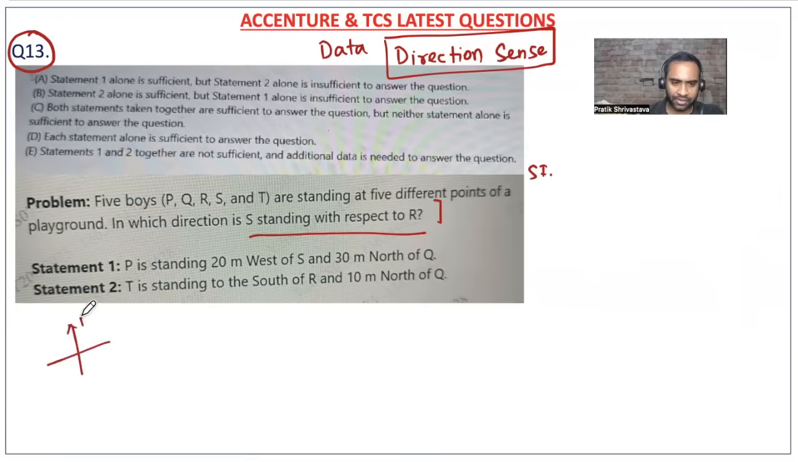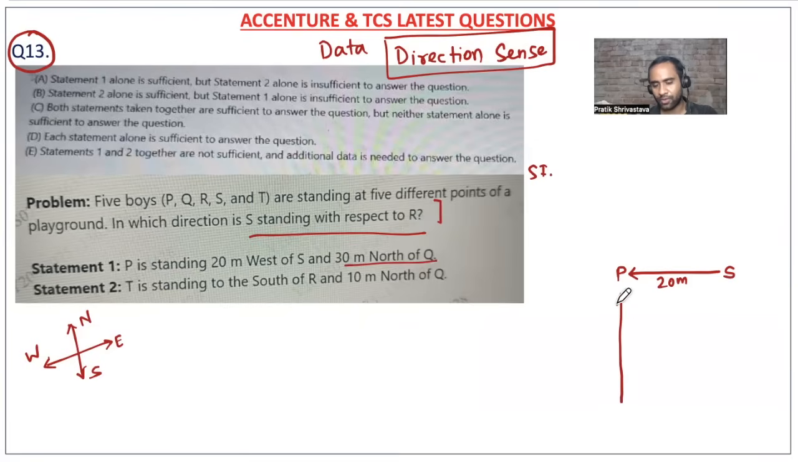Whenever you are dealing with direction problems, make sure that you have this basic diagram: NESW. North, east, south, west. P is standing 20-meter west of S. So west means this direction. So P is standing 20-meter right west of S. S is here and P is here. Okay, and P is standing 30-meter north of Q. North means upside, right? Okay, 30-meter.